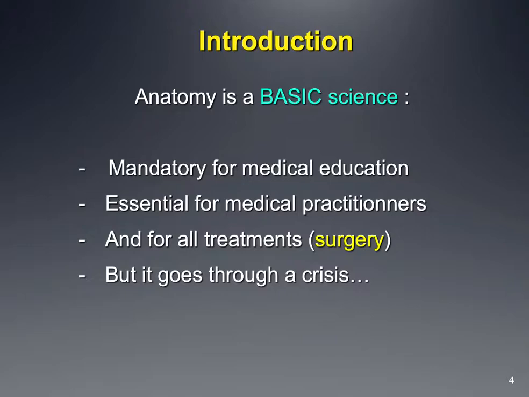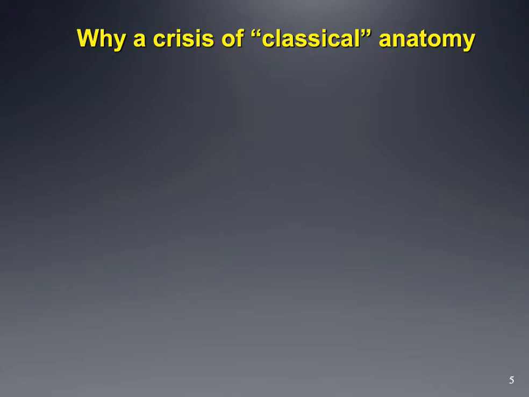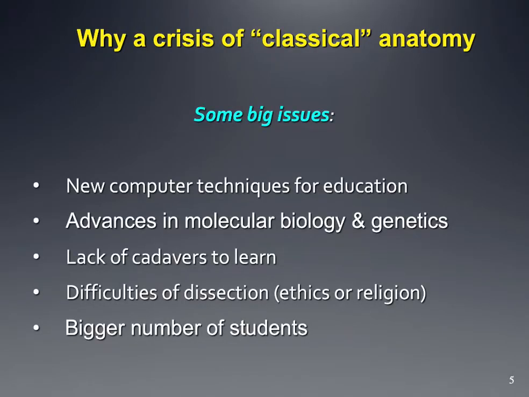So, as an introduction, anatomy is a basic science, everybody knows. It's mandatory for medical education, it's essential for medical practitioners, and of course, it is most important for surgery. But it's going through a crisis. Why a crisis? Because we have some big issues: the new computer techniques for education, the advances in molecular biology and genetics, and mostly the lack of cadavers. So there are difficulties with dissection for ethical or religious reasons, and a bigger number of students willing to study anatomy.